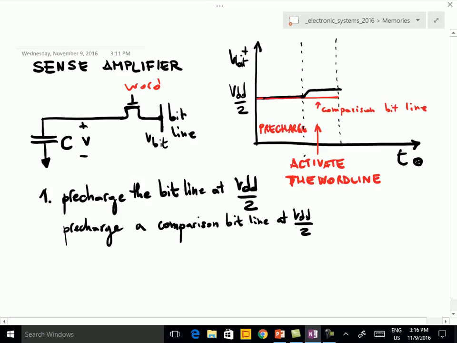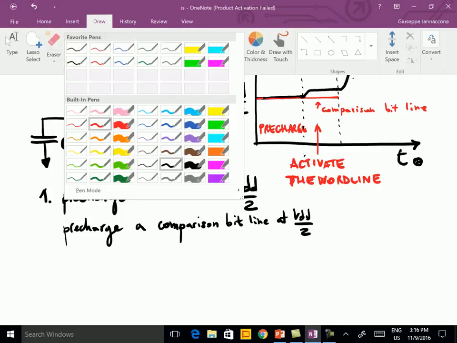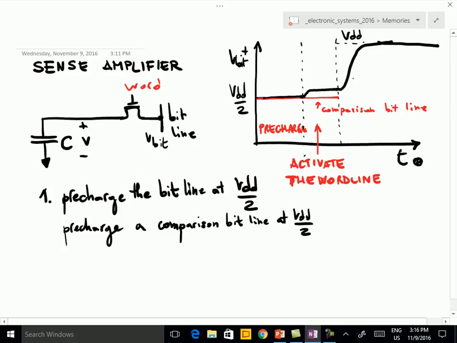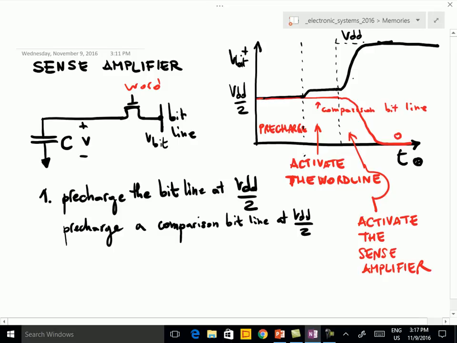So when we activate the sense amplifier, it reads the voltage on the bit line, decides it must go high, and puts it at a high value. So it moves this to VDD. Okay. And typically for how the thing works, it moves the voltage on the comparison bit line on the other side. It puts this to 0 and the other one to VDD. So in this situation we are activating the sense amplifier. Basically we have a comparator and then we move the two voltages in two different directions.